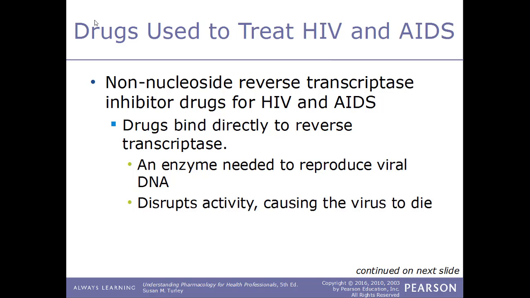Another type of drug used to treat HIV and AIDS are non-nucleoside reverse transcriptase inhibitors. And these will bind directly to reverse transcriptase. This is an enzyme that is necessary to reproduce viral DNA. So it will disrupt the activity of the enzyme, and therefore the virus will die.